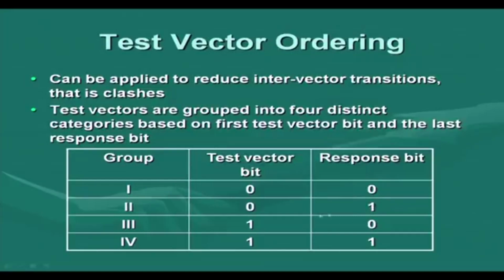This bit is 1 and this bit is also 1. As a result no clash is generated, and then again we apply a pattern from group 2. The previous response MSB was 0 and the next test vector LSB is 0, again there is no clash. So, if you can alternate between these group 2 and group 3 patterns, we can avoid the clashes being generated.